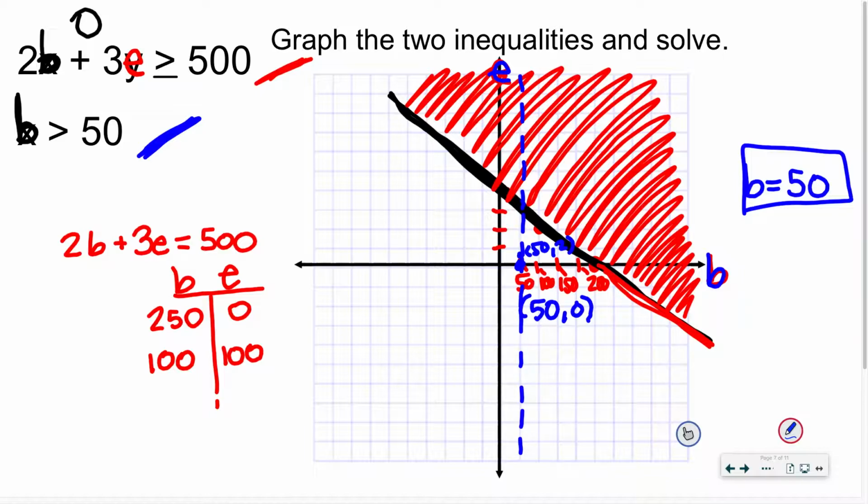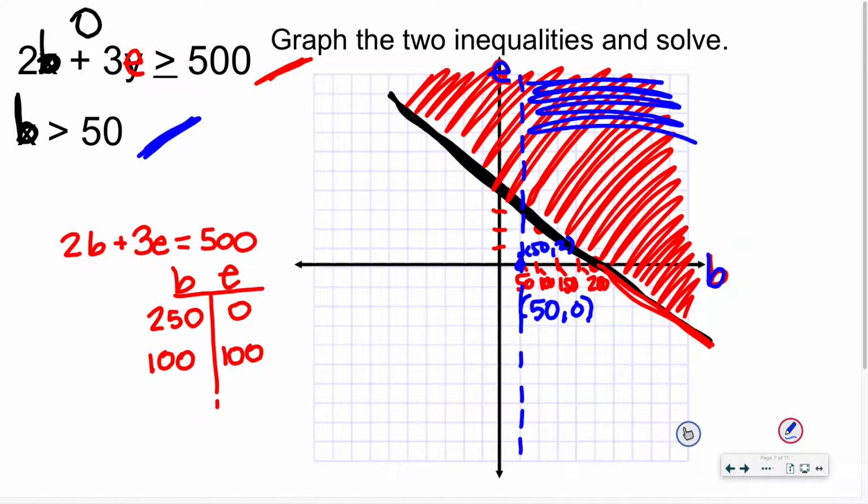Now the reason it's vertical is that your x-axis was your B value. If your y-axis was your B value, that would be a horizontal line. What's our solution set? Where is B greater than 50? On the right side. Anything larger than 50 would be here.